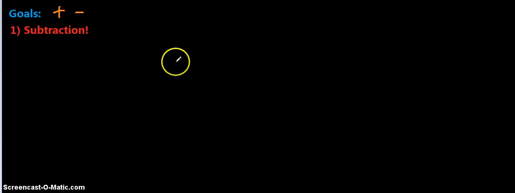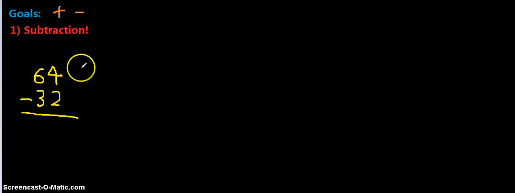So in the last video we covered addition, which is denoted by a plus symbol. In this video we're going to be covering subtraction, which is a trickier concept to understand than addition. So let's start off with a simple problem. Let's say I have 64 minus 32.